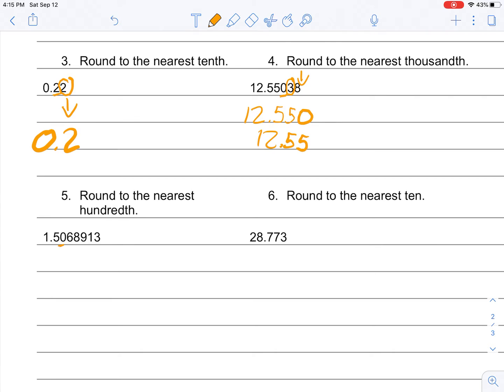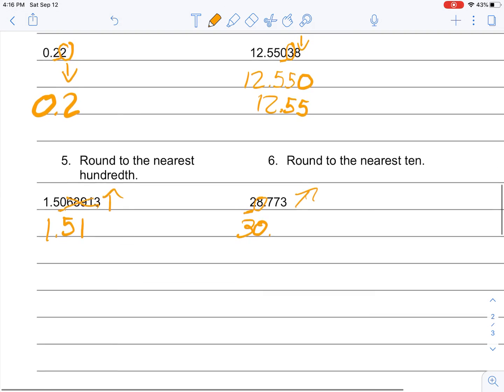When I do them, I say, okay, rounding to the nearest hundredth, underline the 0. 6 makes it round up. This will turn into 1.51. The 0 becomes a 1 because it's rounding up. The rest of this number went away. Rounding to the nearest 10, well, here's my number that's in the tens place. I know my 8 makes me round up. So my 2 turns into a 3. But 3 doesn't make sense for rounding. I actually have to go and fill in zeros down to the decimal point to make it make sense.